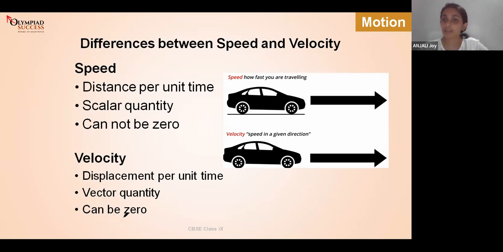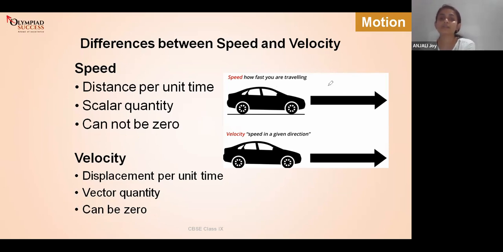Yes. Why? Because if the overall displacement is zero, if the object returns back to its original position, then you would say overall velocity is zero. But speed cannot be zero.